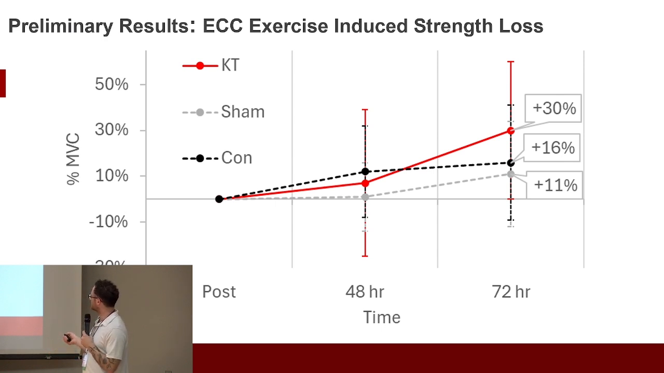And it's important to know that none of the groups actually returned to baseline at 72 hours. And there was, again, no significant group time interaction, so no group performed better than the other. The KT group did not return towards baseline at a faster rate than the other groups.